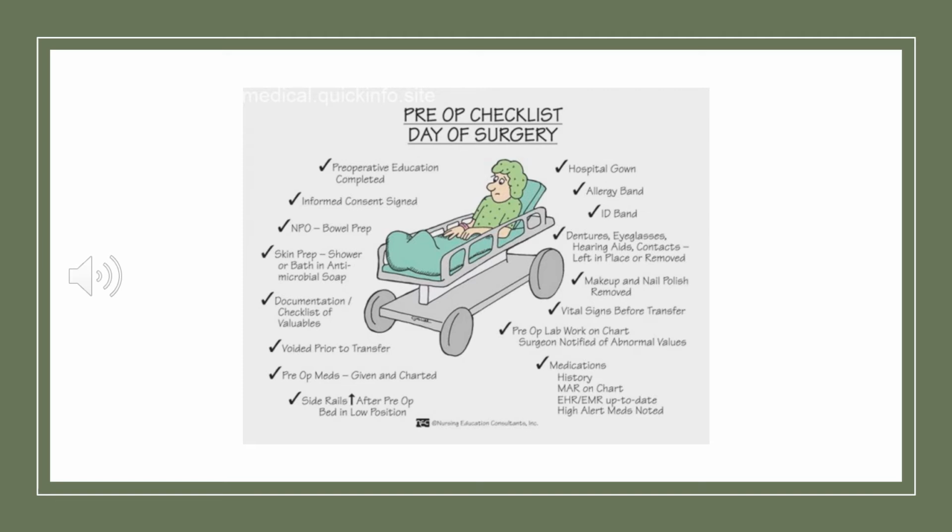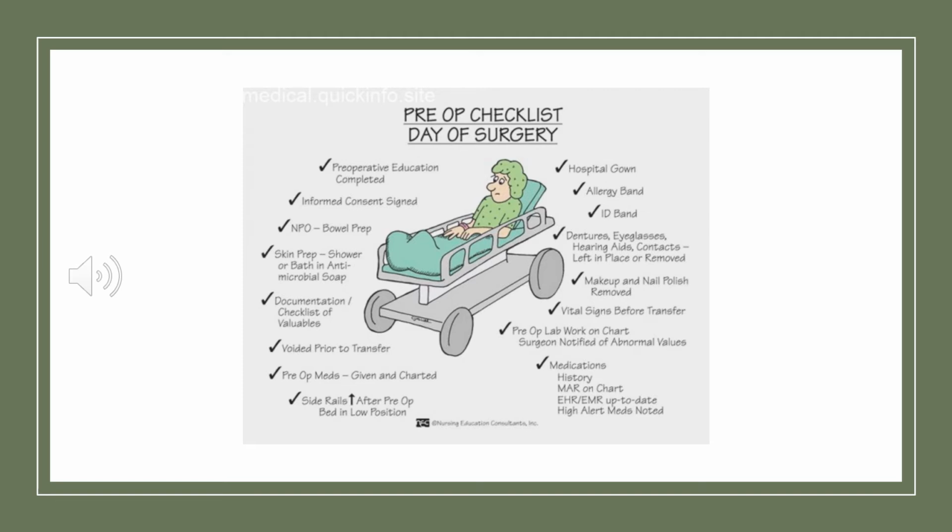They voided prior to transfer. Not only is that important, but they need to void prior to giving them pain medication. Once you've given them pain medication, they are in their bed with their side rails up, bed in lowest position. They do not get up to use the restroom because they've been sedated. Pre-op medication, side rails up. After pre-op med, bed in lowest position, hospital gown.